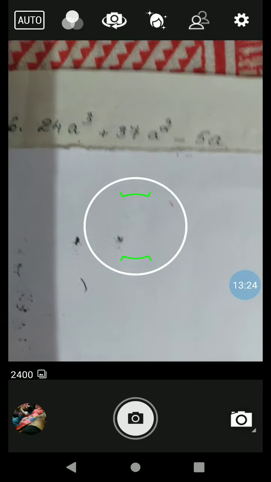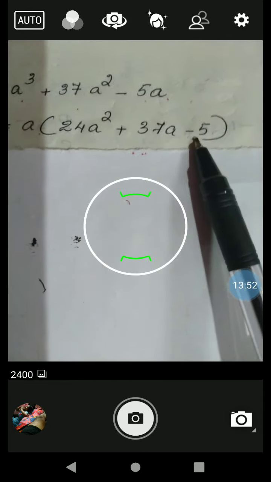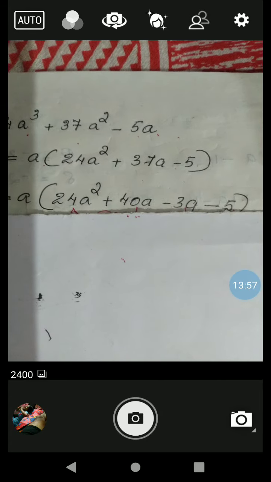Now, we can do one more question. 24a cube plus 37a square minus 5a. Factorize this. In this question, you can see a is a common factor, right? So first you can take a outside like this. Now the bracket, you can see, 24a square plus 37a minus 5. You can use the product and sum method and factorize.